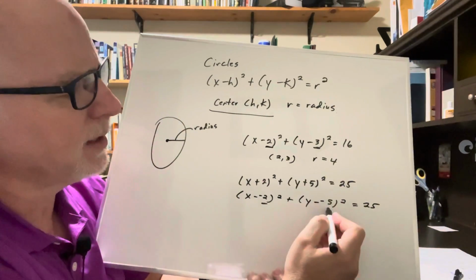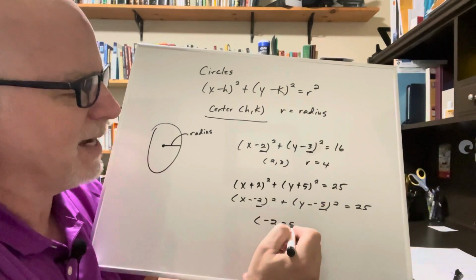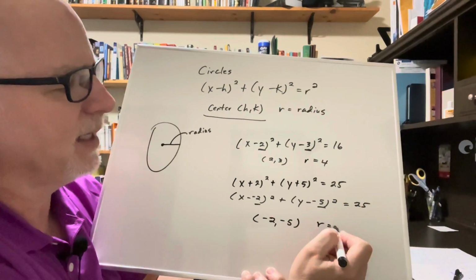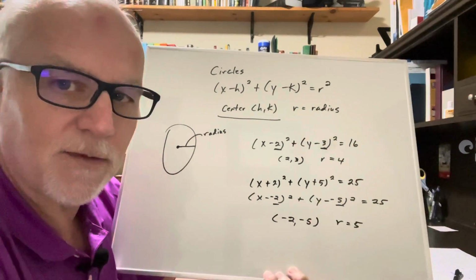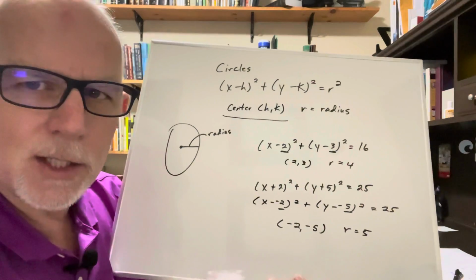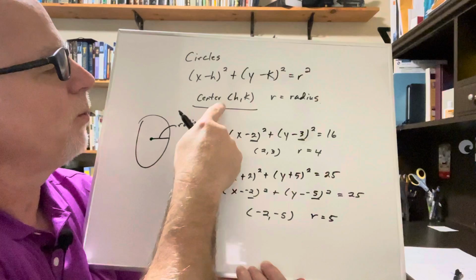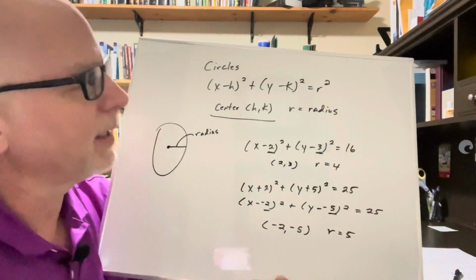But anyway, so this is h and that's k. So my center here is (-2, -5), and the radius is the square root of 25, which is 5. So this is just a simple explanation of the circle formula and where the center is in that formula and where the radius is.